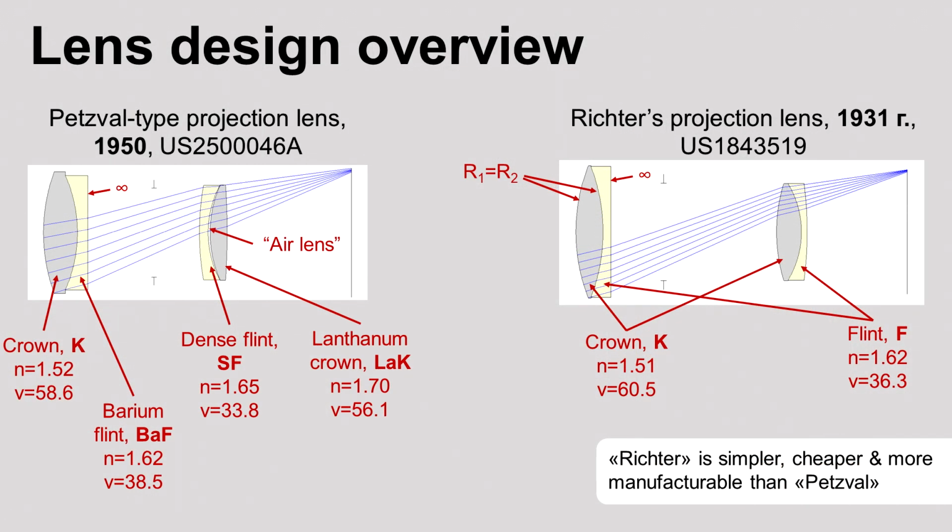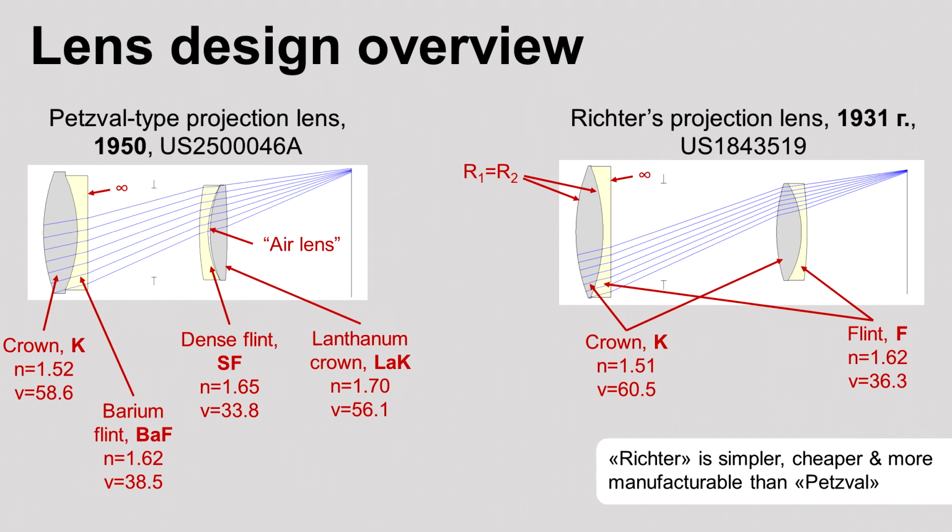We will consider the exact difference in the design of the Petzval and Richter lenses. These pictures illustrate the construction of lenses described in the given patents. On the left, a post-war Petzval lens; on the right, a pre-war projection lens from Richter's patent. This Petzval lens uses 4 different glass types, including lanthanum crowns and dense flints.